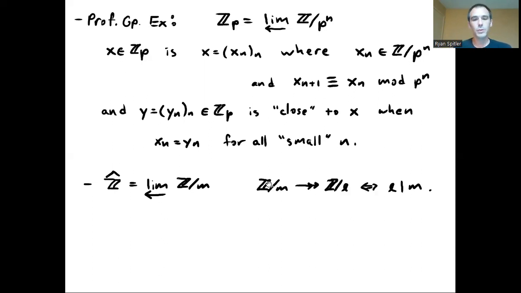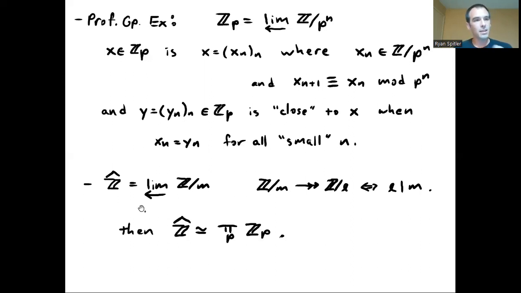And when you have maps between them, you have a map from Z mod m onto Z mod L exactly when L divides m. So like Z mod 6 surjects onto Z mod 3, but there's no map from Z mod 6 to Z mod 5. So that's sort of what that system looks like.